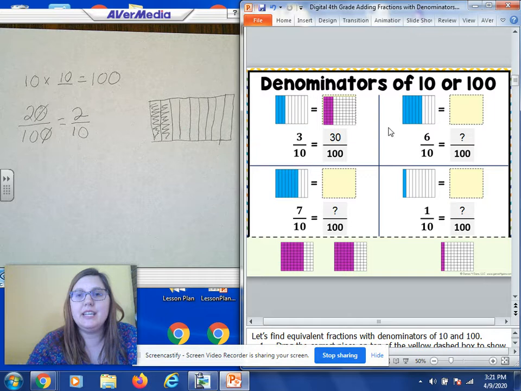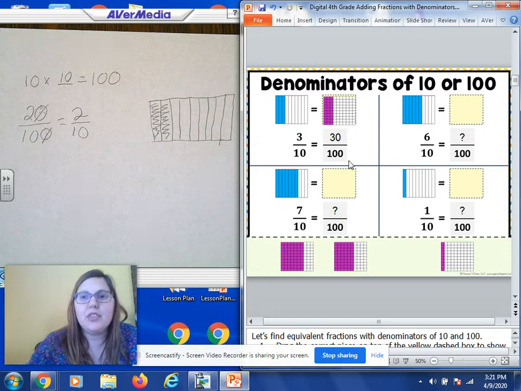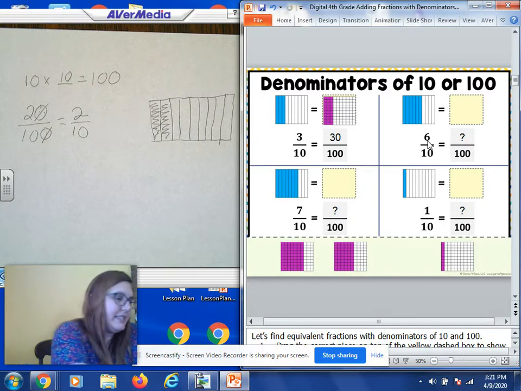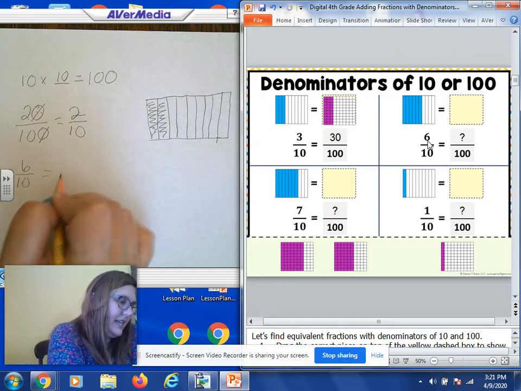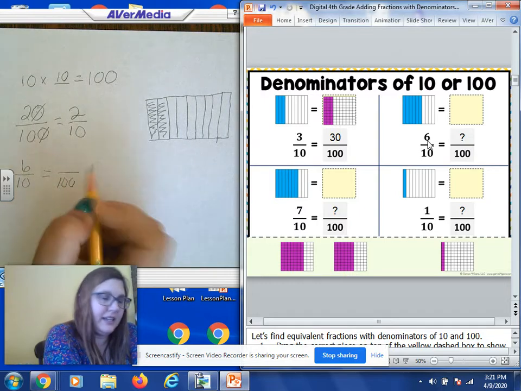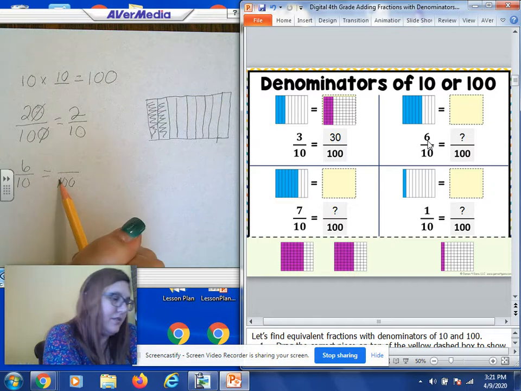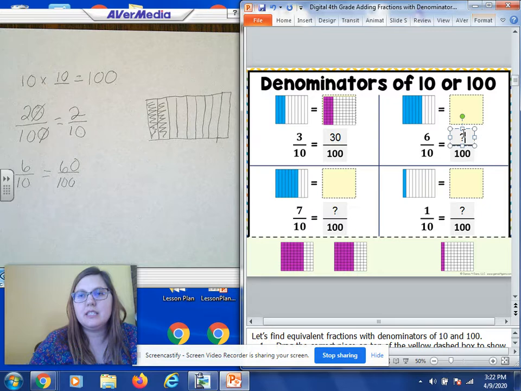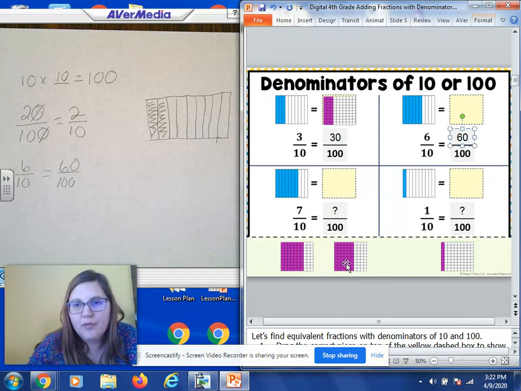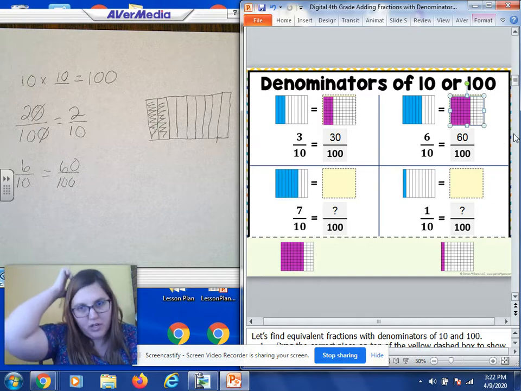So here we go, fixing those problems. I had 3 tenths, I added that 0 and got 30 hundredths, and drag and drop my picture there. If I have 6 tenths, that 10 got the extra 0, so my 6 gets the extra 0. So this will be 60 hundredths. I'm going to find which one is 60 hundredths and drag and drop it into my block right there.